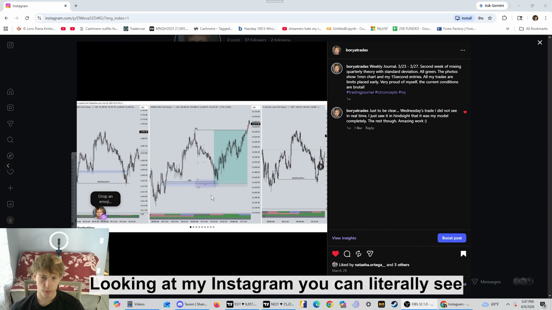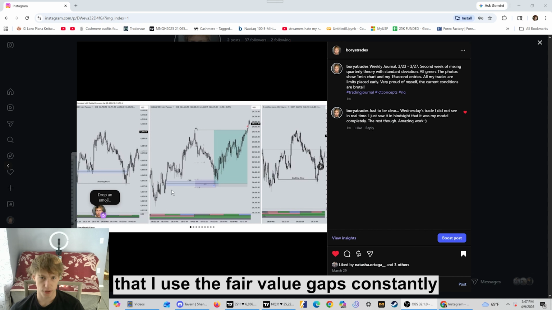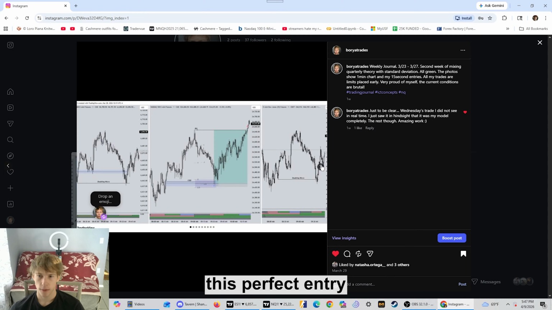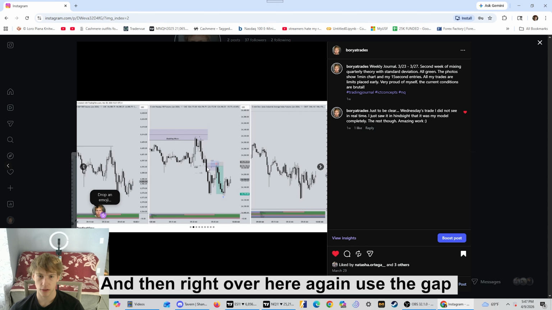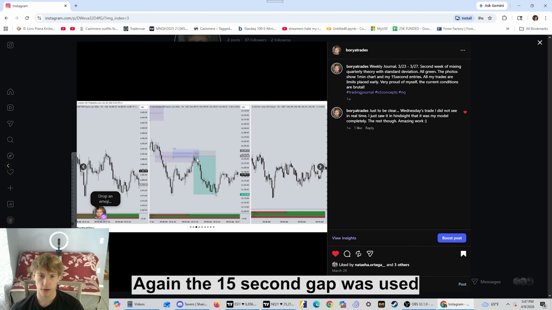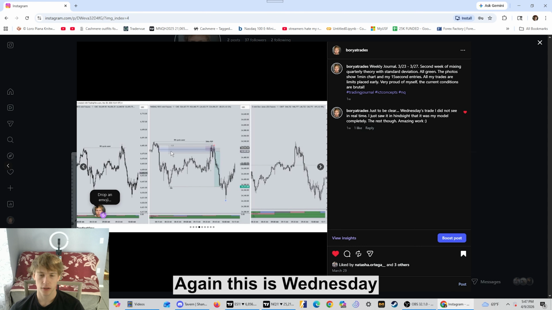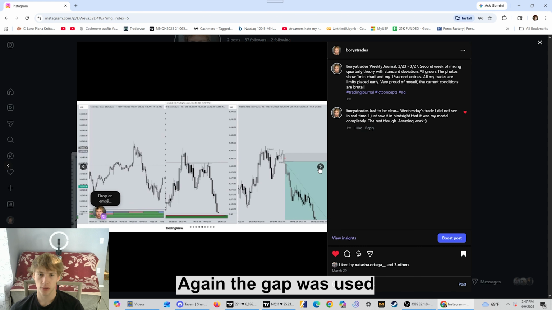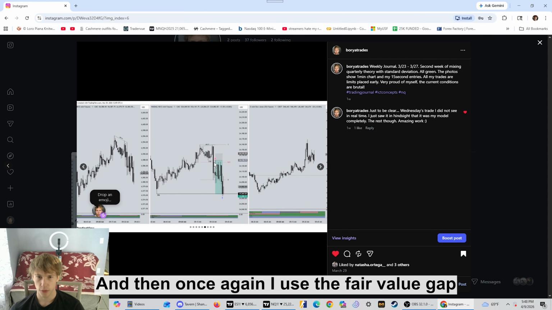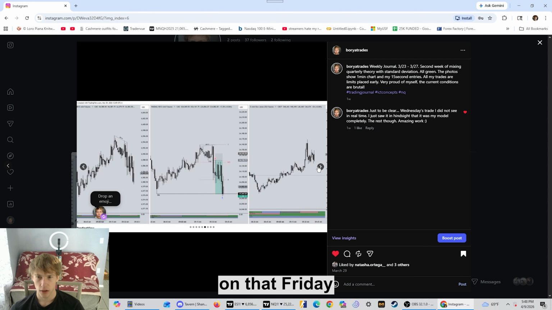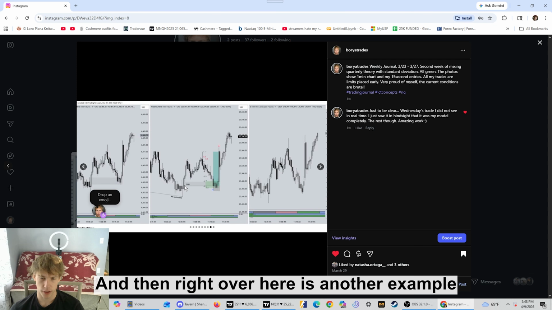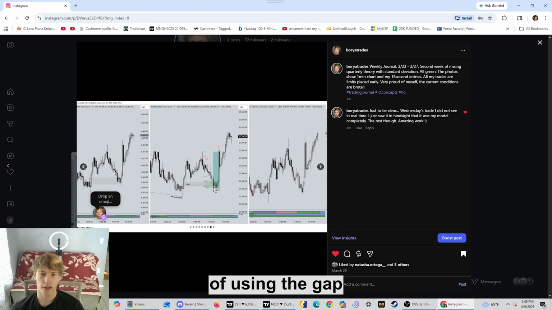Looking at my Instagram, you can literally see that I use the fair value gaps constantly. Right over here, I use the gap in order to get this perfect entry. And then right over here, again, I use the gap for this top tick. Here's the 15-second. Again, the 15-second gap was used. Again, this is Wednesday. Again, the gap was used. In this case, I did not use a gap. That was Thursday. And then once again, I used a fair value gap on that Friday. Here it is on the 15-second. And then right over here is another example of using the gap.